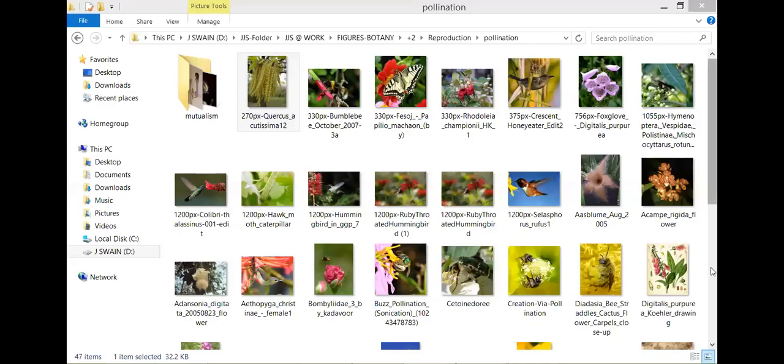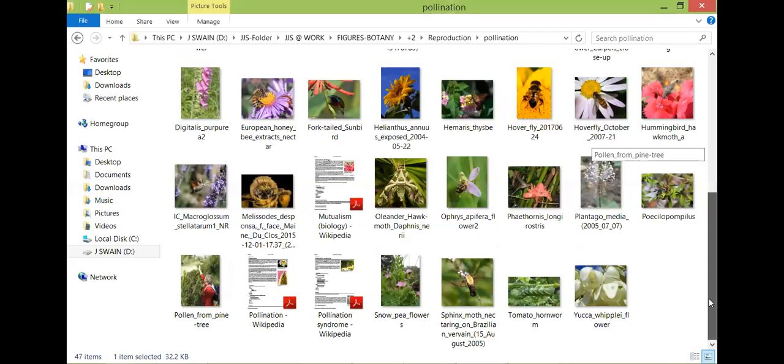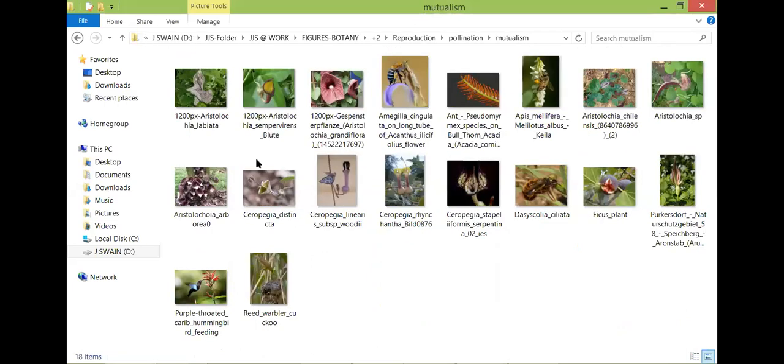So these are all the types of pollinations here. Okay, we can see mutualism in these slides.